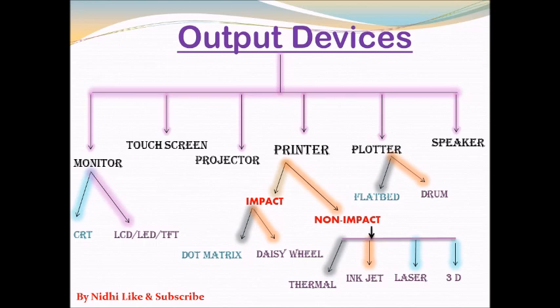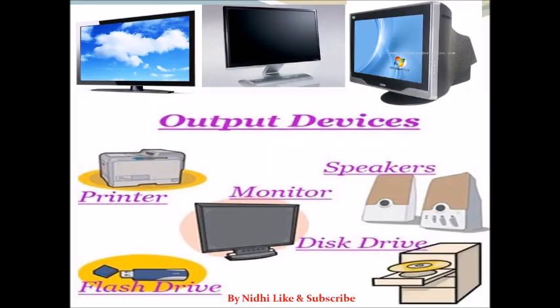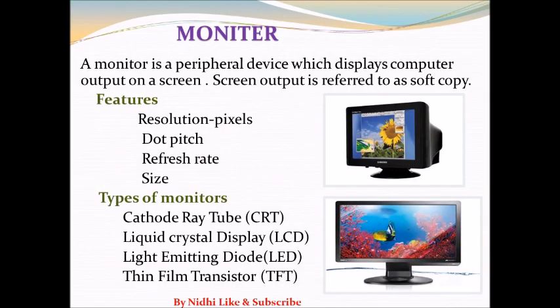See here in the images, output devices are given. The top three are different types of monitors: CRT, LCD or LED. Then a printer is also given, along with a flash drive, speakers and a disk drive. These are a few output device images. Next is the monitor. A monitor is a peripheral, or connected device, which displays computer output on a screen. Screen output is referred to as soft copy.